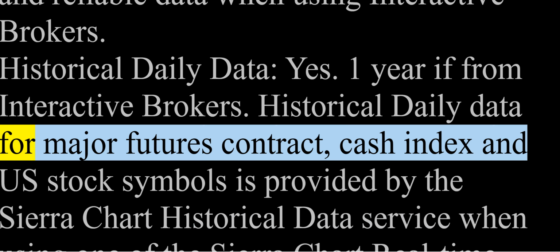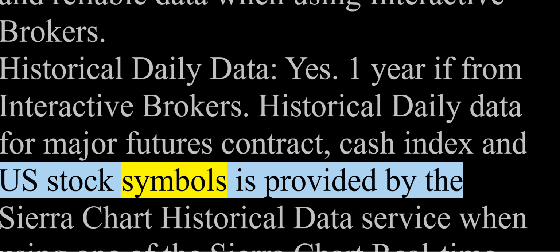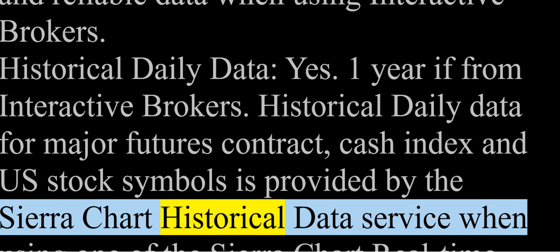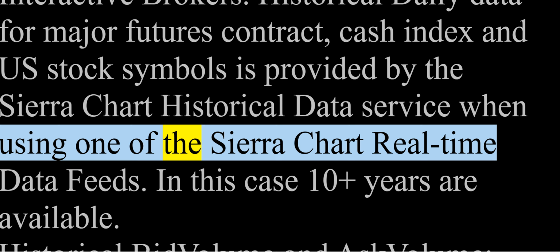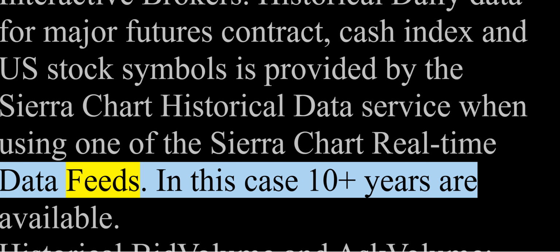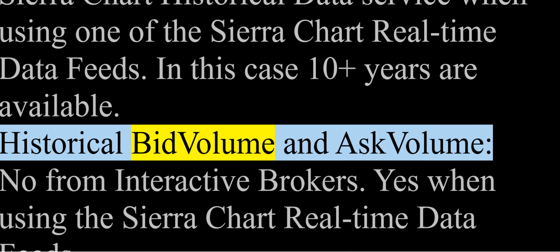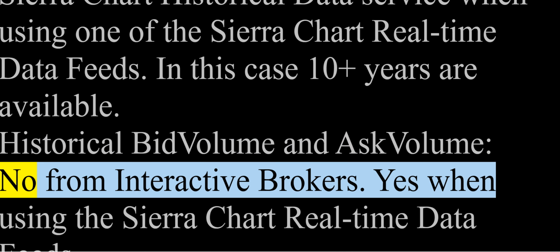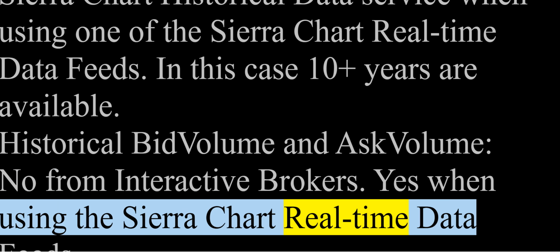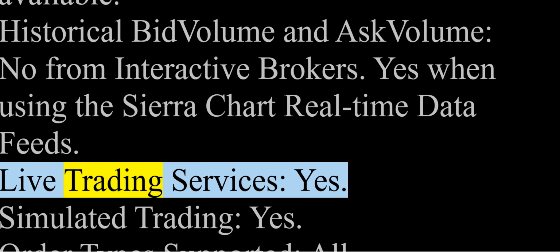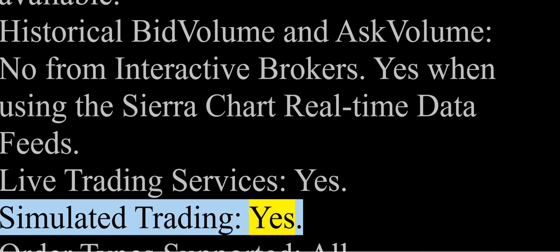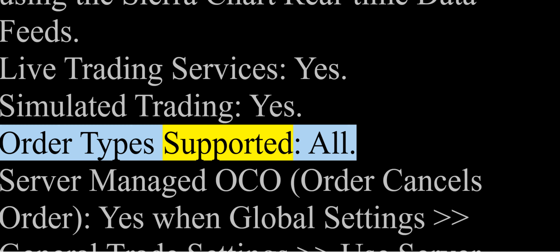Historical daily data for major futures contracts, cash indexes, and U.S. stock symbols is provided by the Sierra Chart Historical Data Service when using one of the Sierra Chart real-time data feeds. In this case, 10+ years are available. Historical bid volume and ask volume: no from Interactive Brokers, yes when using the Sierra Chart real-time data feeds. Live trading services: yes. Simulated trading: yes. Order types supported: all.